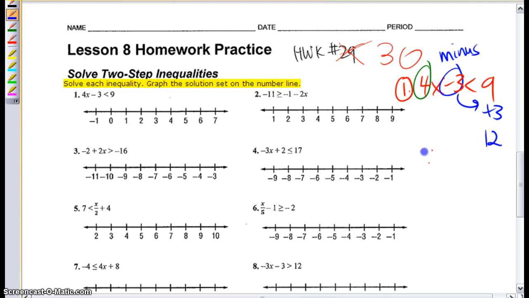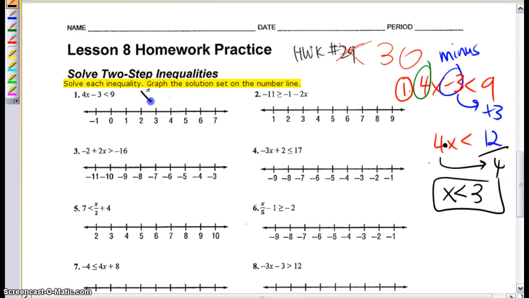Let me choose a different color. And then x, I would solve for moving the 4 over. And because it's multiplication here, I would do division. So 12 divided by 4 is x is less than 3. So I'm going to write the answer over here, box it, and then when I graph it, because x is a number less than 3, I'm going to do an open circle.